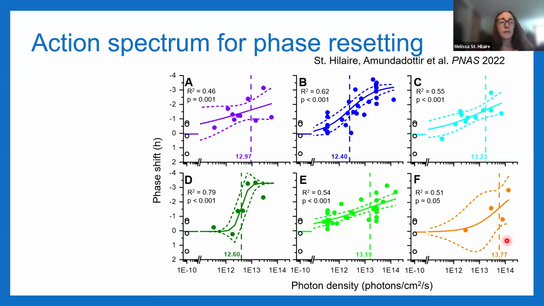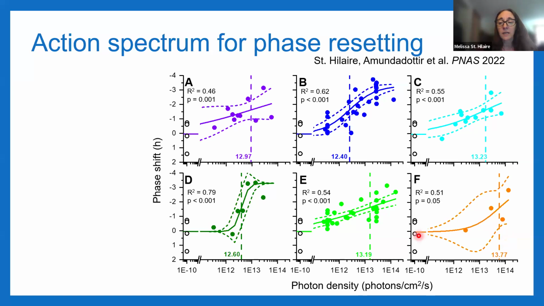Now, we can do something similar with the phase resetting. Unfortunately, we can't look over the quartiles because, like I mentioned, we can only measure phase shift at one point in time. But we did find some consistency in terms of that story. So here are the irradiance response curves for phase shifting. These were primarily phase delays because we gave the light in the early biological night.